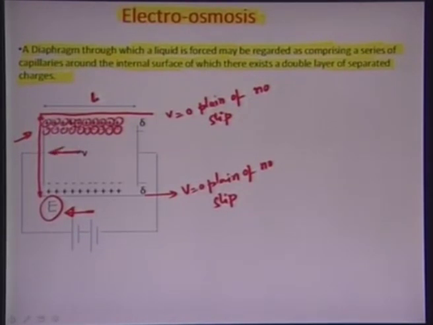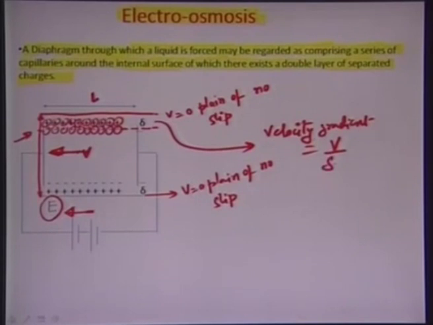Because it's a negative charge and it is flowing in the opposite direction, this velocity is V. So from a point of no slip very close to this surface, this particular outer Helmholtz layer where the first line of charge, the counter ionic charge, comes into existence and the solvation layer has just ended, moves at a velocity V. So if we assume the total double layer thickness to be delta, the velocity gradient is essentially V by delta.